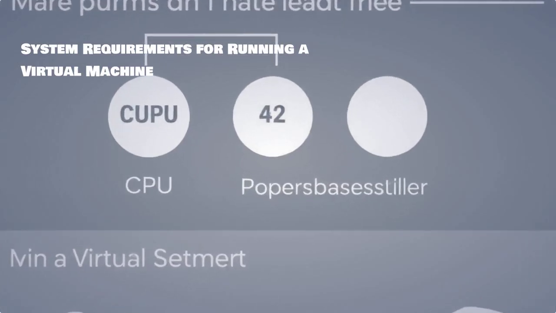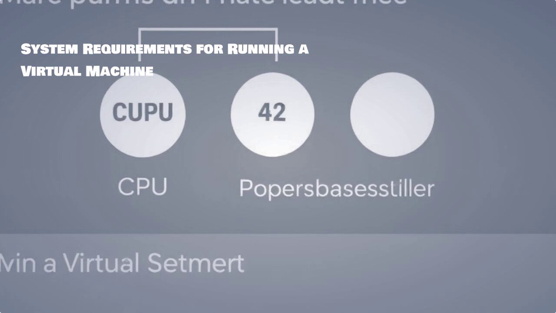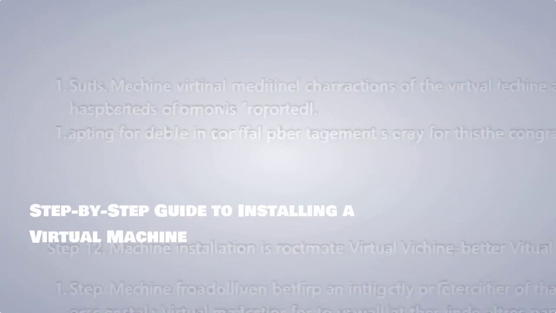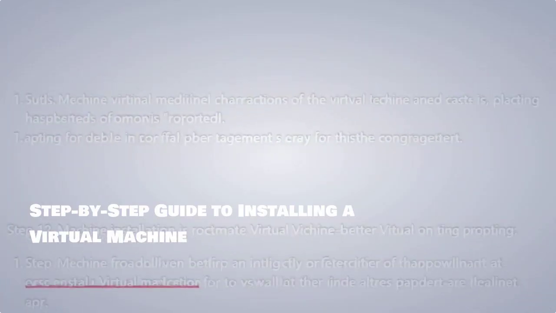Before installing, ensure your system meets the requirements. You'll typically need a multi-core processor, sufficient RAM, and ample storage space. Now let's walk through a step-by-step guide to install your chosen virtual machine software. Follow these instructions carefully for a smooth setup.